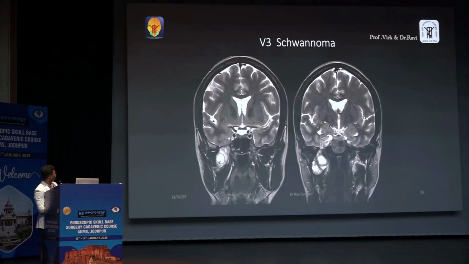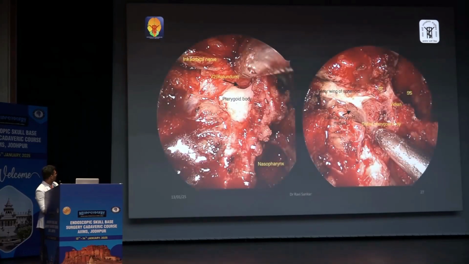So this is a case of V3 schwannoma, where we again used the transpterygoid approach. This is V2. This is the pterygoid body. This is the infratemporal fossa. This is the nasopharynx on the right side. You can see the V2, VDN, sphenoid sinus, the pterygoid body, lateral pterygoid plate, and the greater wing of the sphenoid.